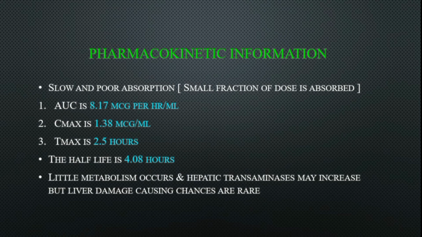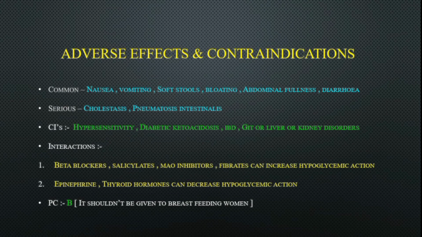4.08 hours. And coming to the metabolism, it has very little metabolism, and in biochemical tests, this drug will increase the hepatic transaminases. But the chances of causing liver damage are very rare. So this is the pharmacokinetic information regarding the drug Voglibose. Now coming to the adverse effects and contraindications. Before discussing them, mostly patients are not suitable for these alpha glucosidase inhibitor drugs because of the gastrointestinal side effects.